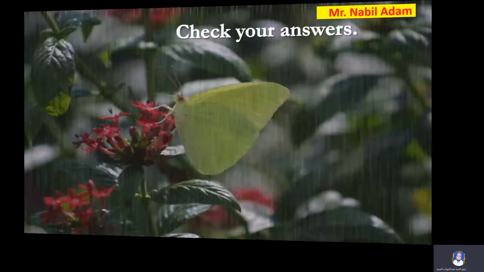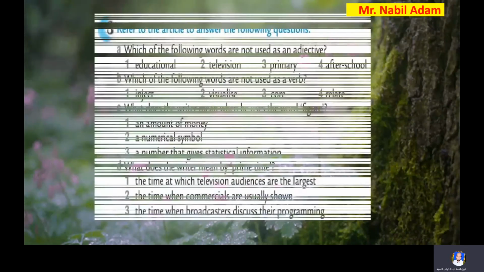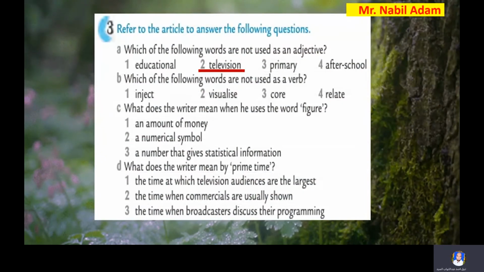Now check your answers. Television, core, a number that gives statistical information, the time at which television audiences are the largest.